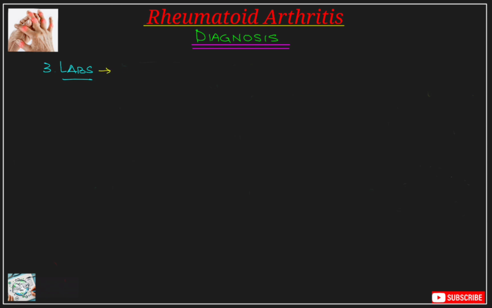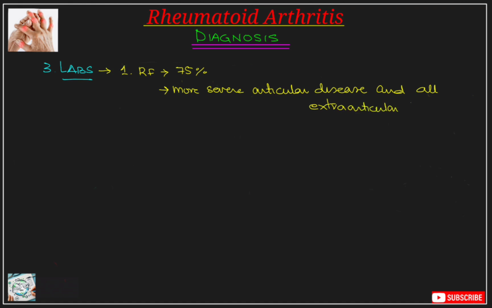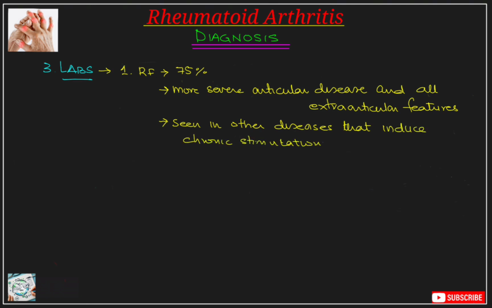presence of autoantibodies. One of the key autoantibodies is rheumatoid factor, which is found in about 75% of the patients with rheumatoid arthritis. Its presence is linked to more severe joint involvement and a higher likelihood of extra-articular manifestations such as lung disease or vasculitis. However, the rheumatoid factor is not specific to the rheumatoid arthritis. It can be seen in a variety of conditions that cause chronic immune system stimulation, including chronic infections or other autoimmune disease, and even in some healthy elderly individuals.